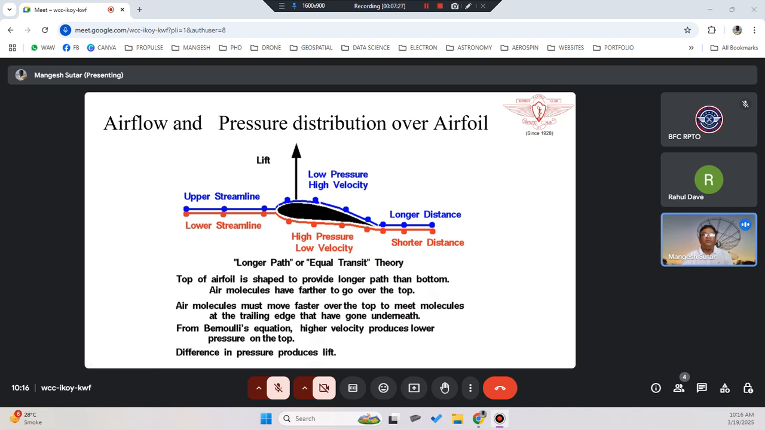The top of the airfoil is shaped to provide a longer path than the bottom for the air molecules. That's why, if there are slats, they will increase the length. If you have them in front also, there will be some extra surface area, and those contours will increase the size. As you increase the shape of the wing, it will generate more surface area, and that will create a difference in the pressure. As the difference in the pressure is created, it will produce lift.